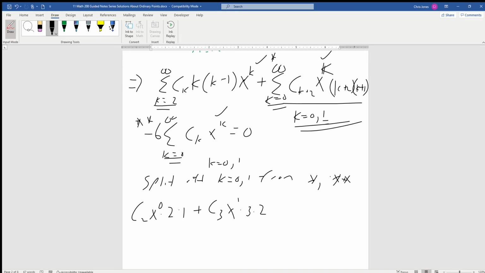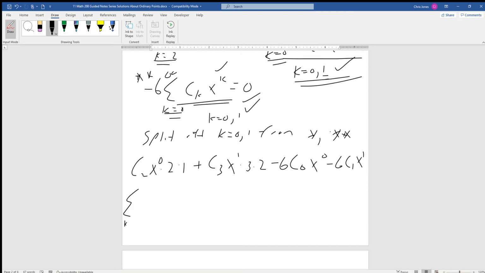So that takes care of this series. Now we're also going to plug in 0 and 1 into the third series. It becomes minus 6 c sub naught x to the naught, minus 6 c1 x to the first. That's all the terms we have to split off from the series, and now all the series begin at 2.